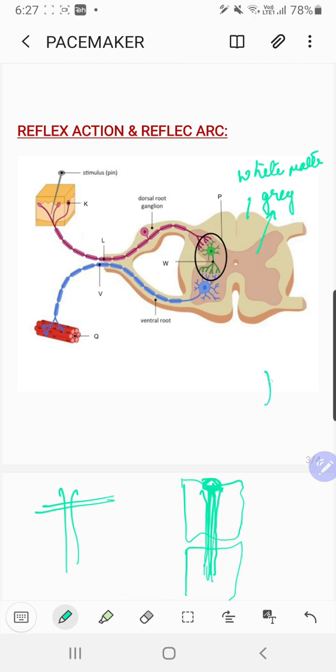This H shaped structure, if you can see, roughly it is H, it is not a proper H, it's just a curvy H shaped structure, and this is all gray matter. That means all the cyton bodies of a nerve cell are towards the inner side, and all the axon bodies are towards the outer side, right? Then you have to see these structures.